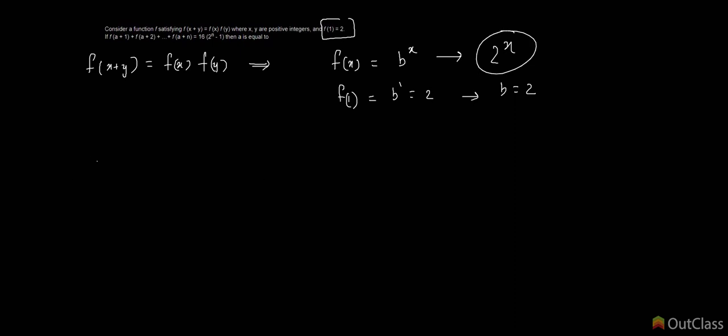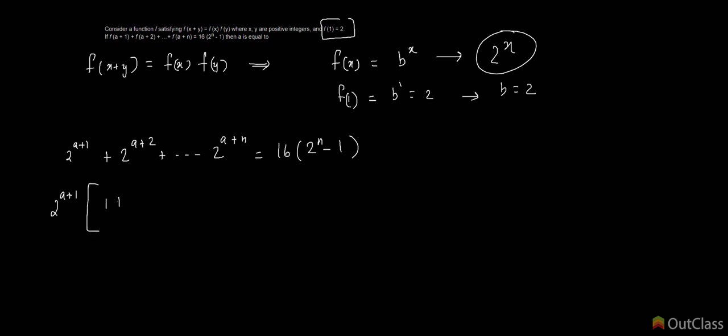That is my function. Now it is given that f of a plus 1 plus f of a plus 2 up till f of a plus n, which is 2 raised to a plus 1 plus 2 raised to a plus 2 up till 2 raised to a plus n, is equal to 16 into 2 raised to n minus 1. We know that this is the sum of a GP. What we can do is take out the 2 raised to a plus 1, and then what you have inside is 2 raised to 0, 1, 2, etc. up till 2 raised to n minus 1, because I've already taken out a plus 1.